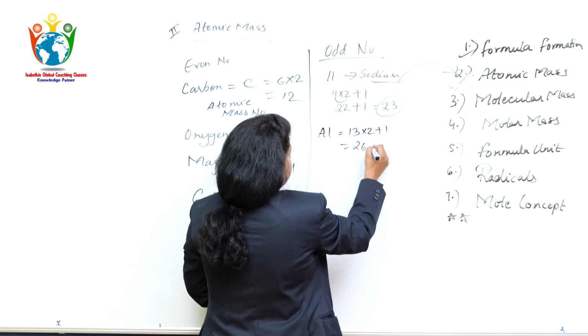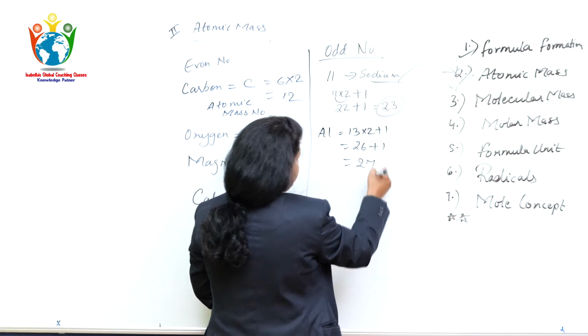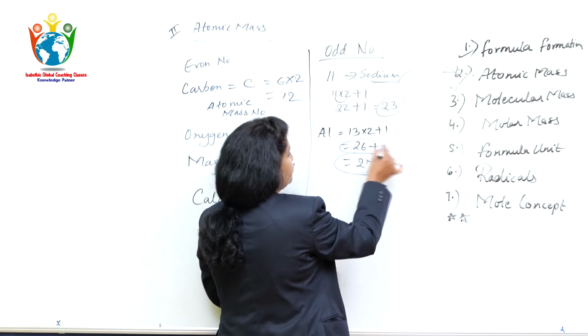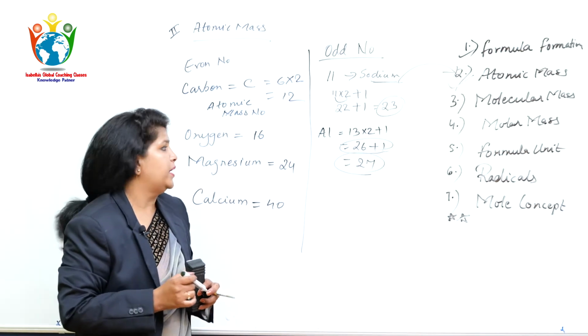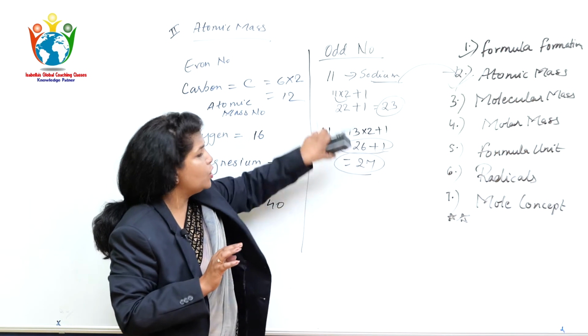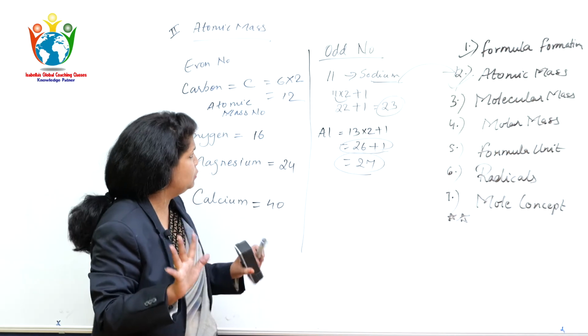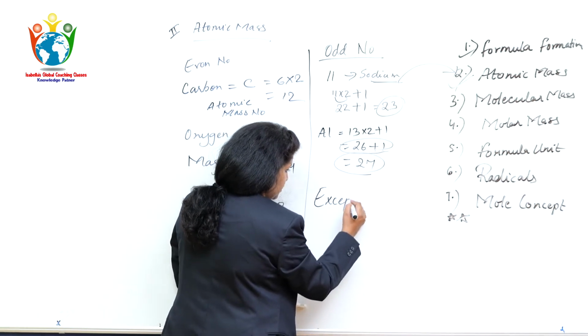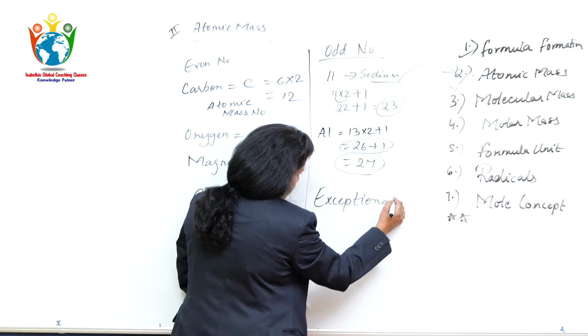13 2s are 26 plus 1, that is 27, and you can see this is written directly in your book. This thing I am doing, you have to do it in your mind. Now I guess you understood the odd number. Any doubt? Now we have some exceptional ones over here. This thing you have to learn.